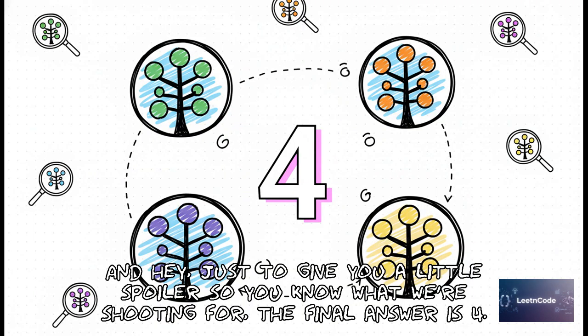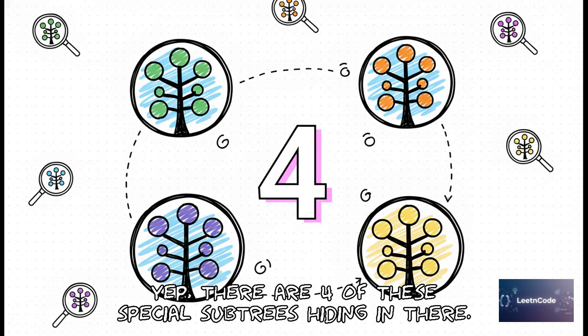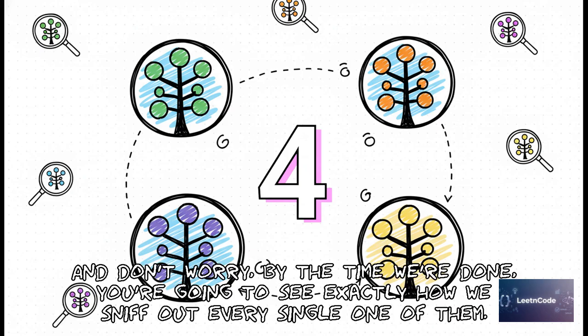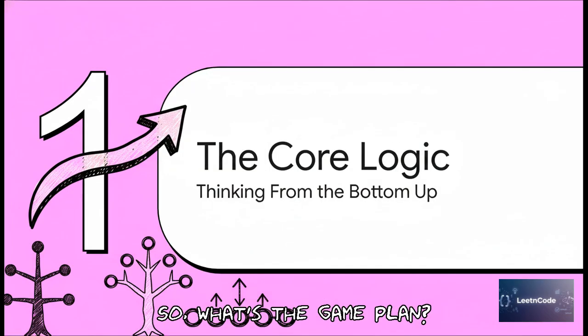And hey, just to give you a little spoiler so you know what we're shooting for, the final answer is 4. Yep, there are 4 of these special subtrees hiding in there. And don't worry, by the time we're done, you're going to see exactly how we sniff out every single one of them. So, what's the game plan?